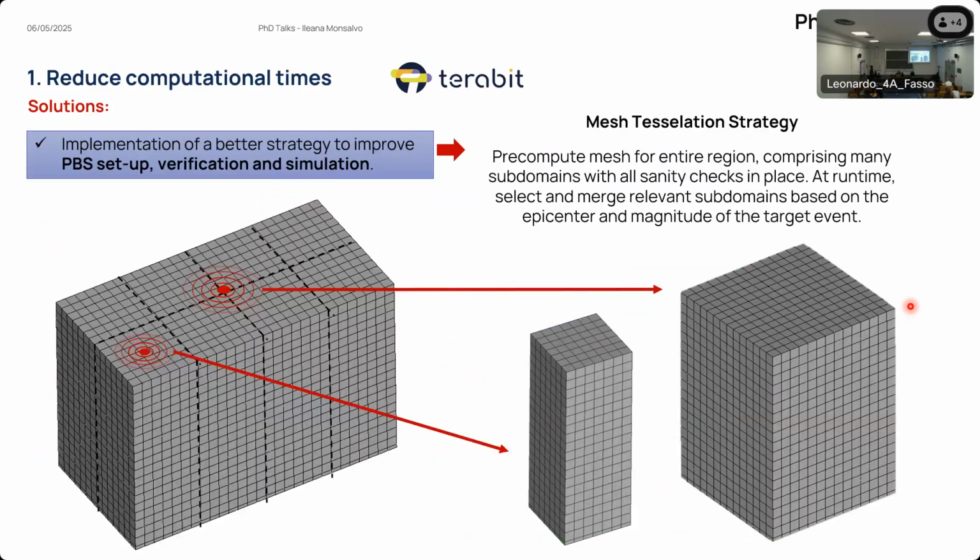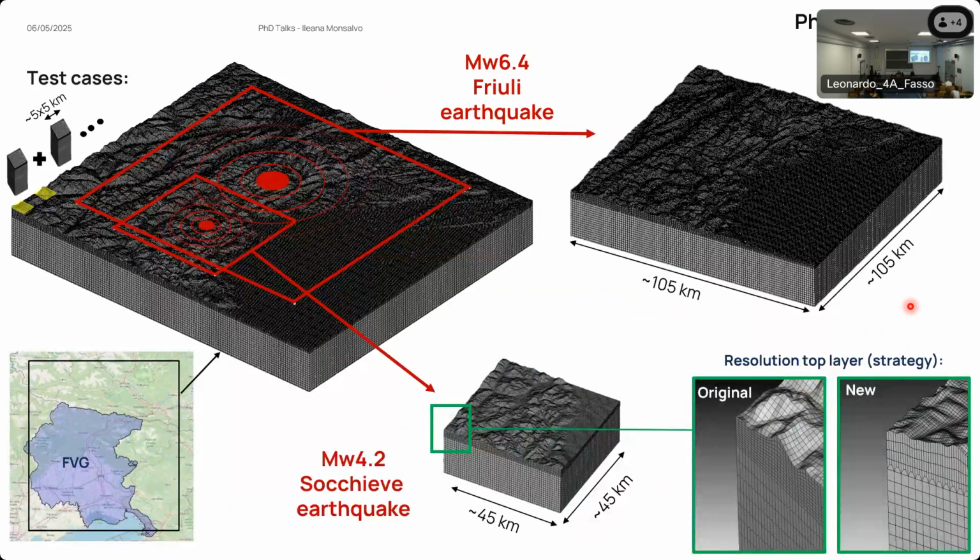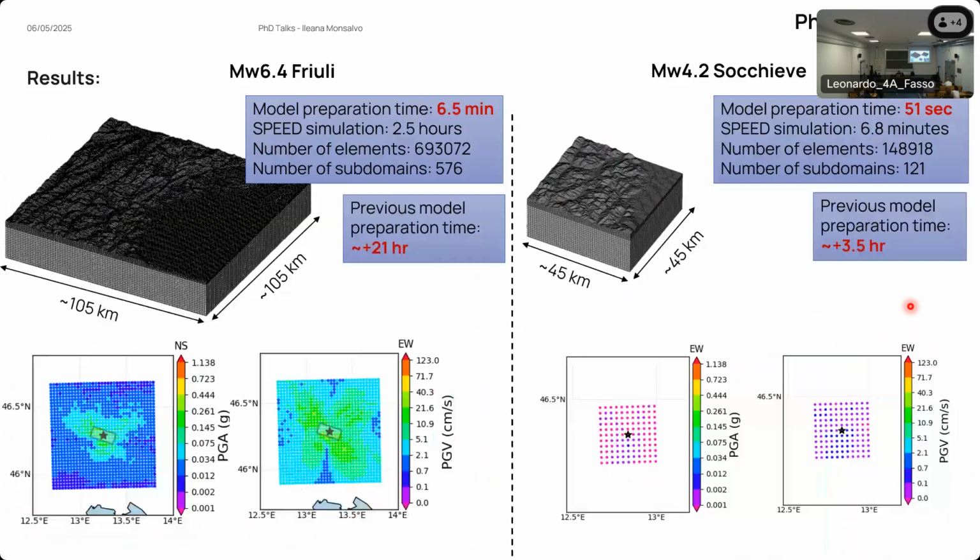So without entering into details here, I just wanted to share with you that, in order to resolve one of the main challenges of making UrgentCheck operational, we have proposed and implemented a new model setup strategy in order to reduce the time that it takes to create the model. That is the part of the simulation that takes most of the time.